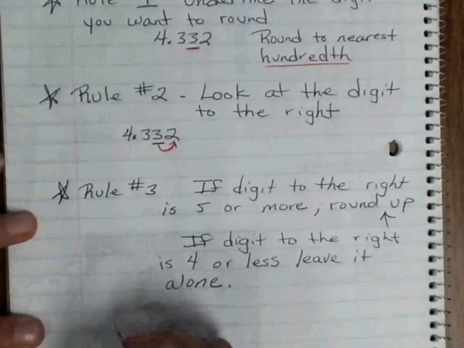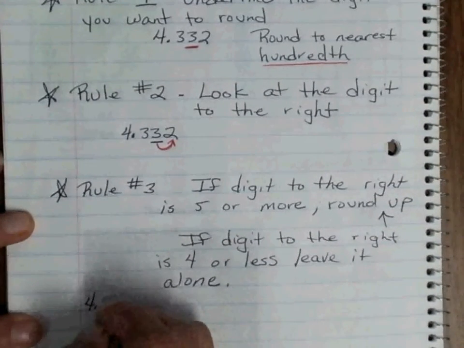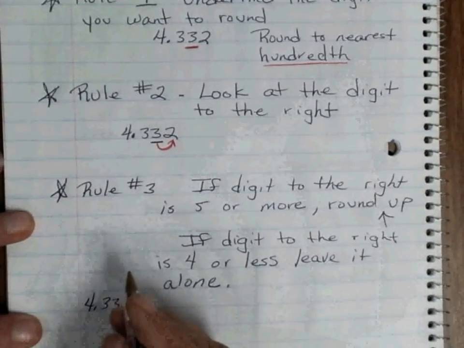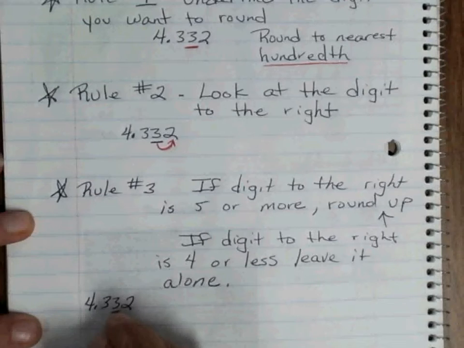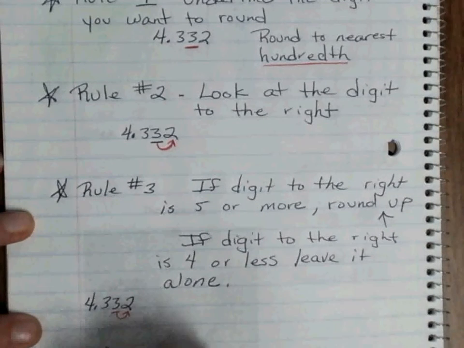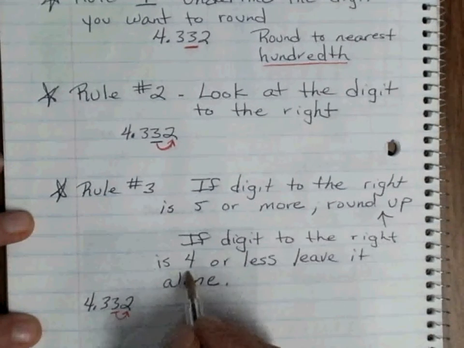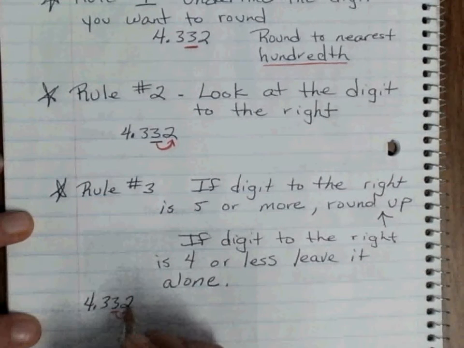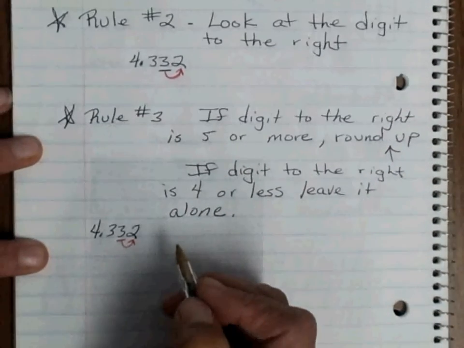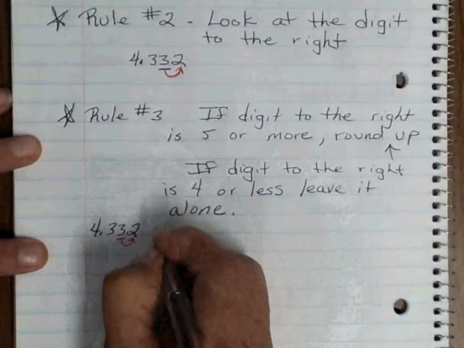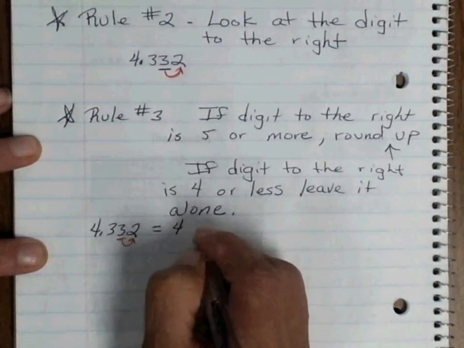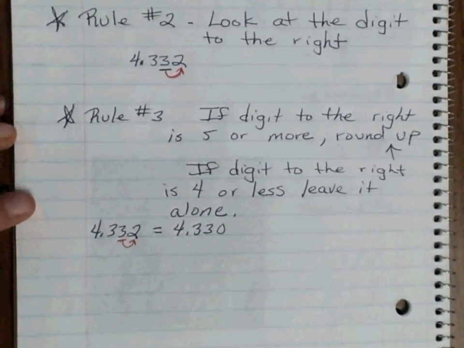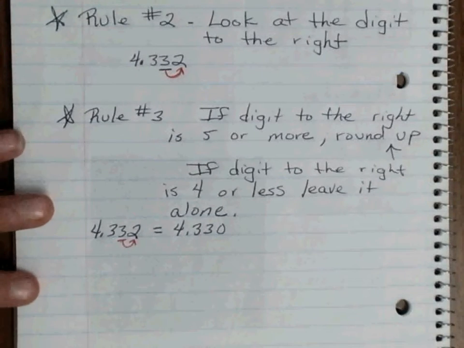So, in our example, 4 and 332 thousandths, I underlined the 3, I looked at the 2. The 2 is less than 5, so we're going to leave that 3 alone, and we can replace the 2 with a 0. That means it's going to equal 4 and 33 hundredths, and we could just put a 0 there.